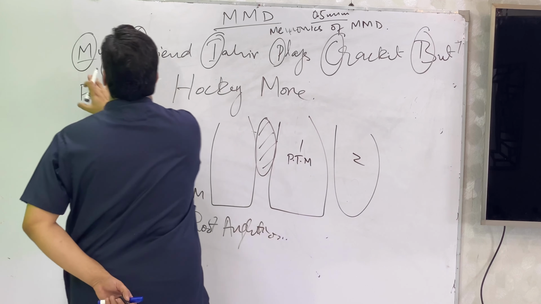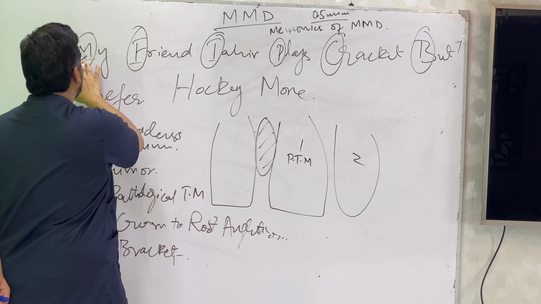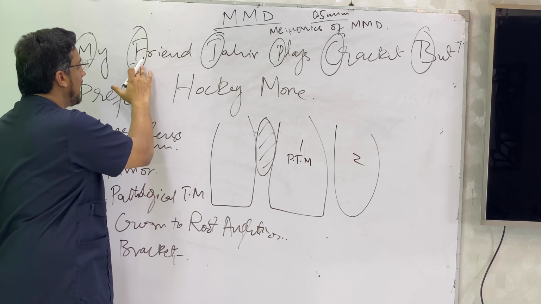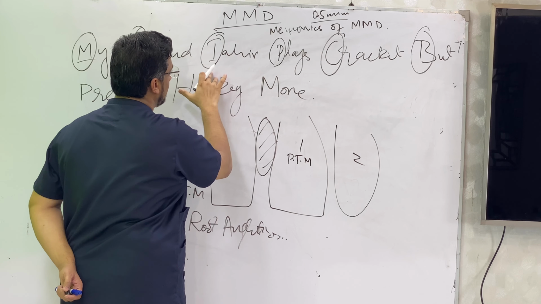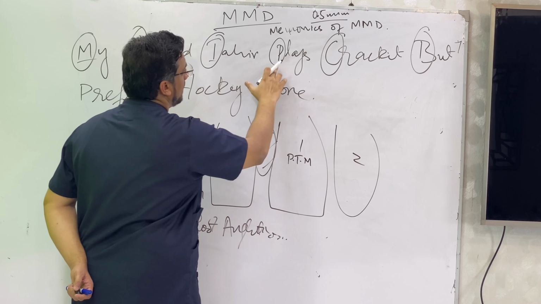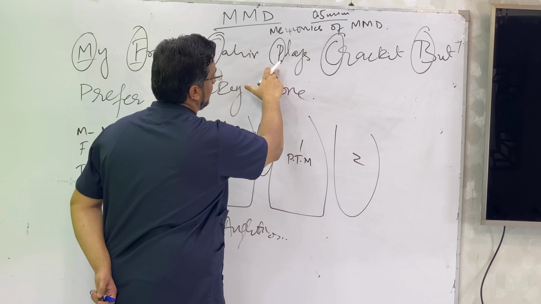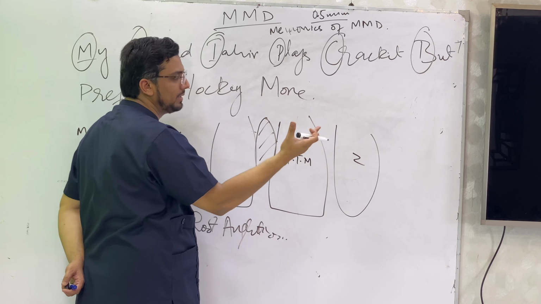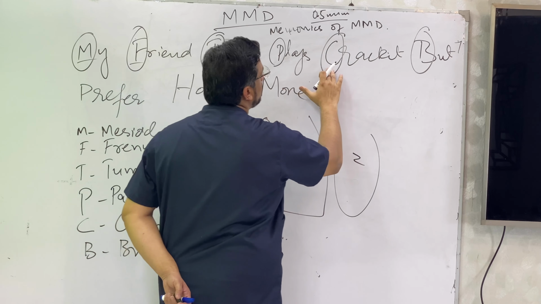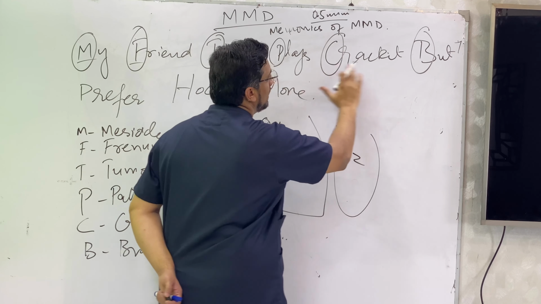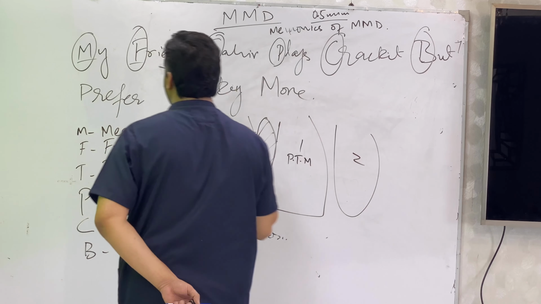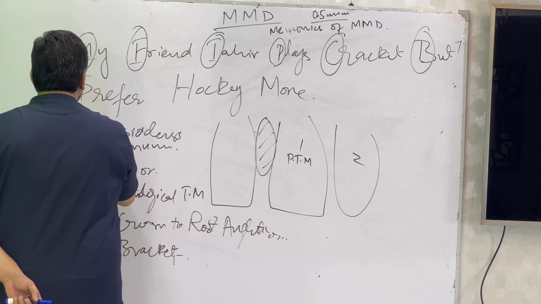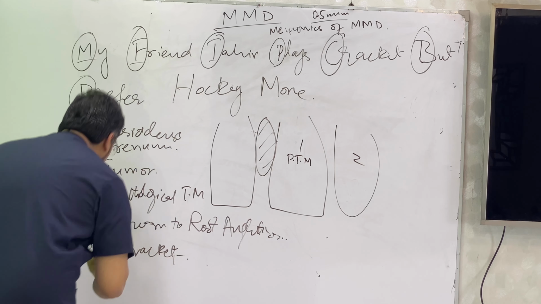So far we have discussed mesiodens, M for mesiodens in between the central incisors, any frenum between the central incisors, any tumor between the central incisors, tumor as pathology. P stands for pathological tooth migration of the central incisors, flaring of the central incisors. C causes crown to root angulation problems. B stands for bracket positioning error, which can cause diastema. But prefer. P stands for peg lateral.